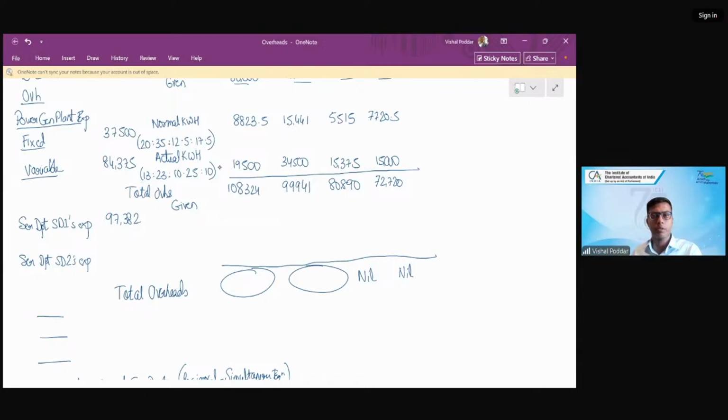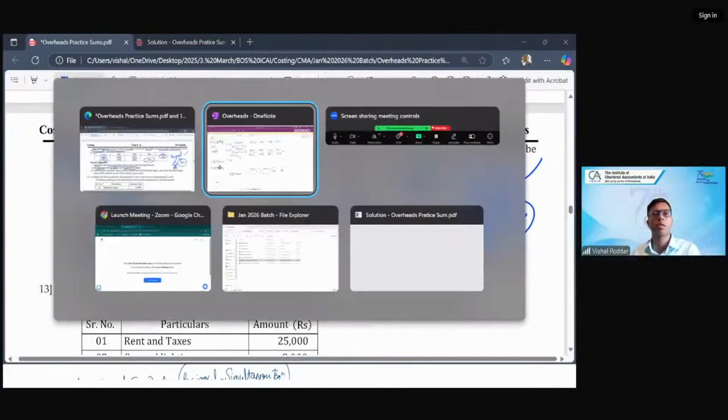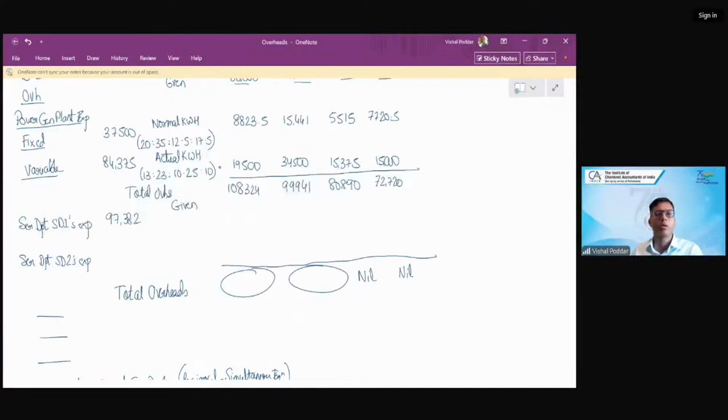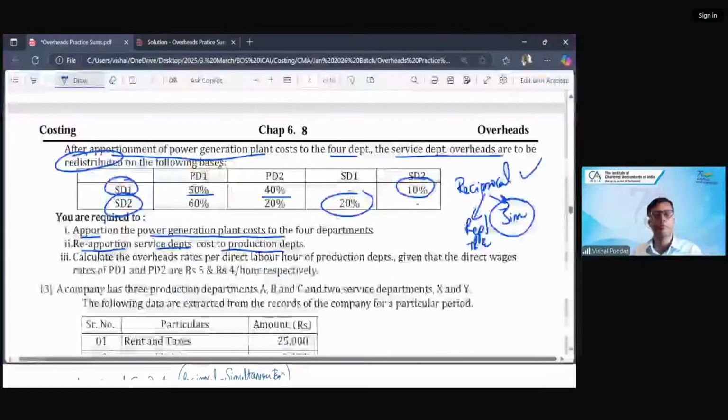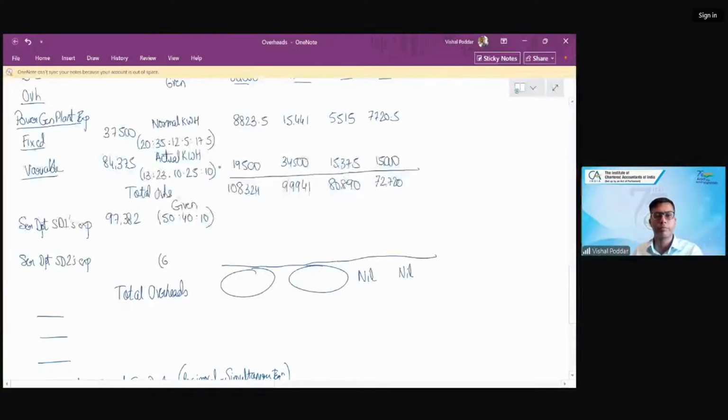This is given 50, 40, 10. So 50, 40, 10. And this will be 60, 20, 20. Okay. Someone says 97382. Yes, brother, we have got the same answer. Correct. Rajveer says same figure.